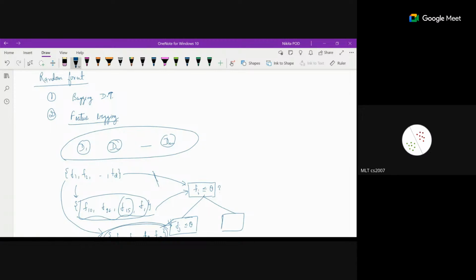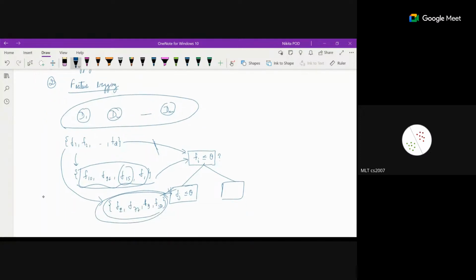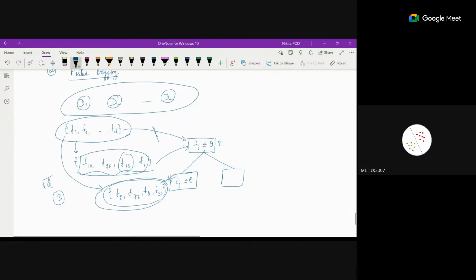The rule of thumb is that the number of features that you should use in feature bagging is the square root of D. So let's say you have 9 features. In feature bagging, you pick a subset of the features, say a subset of 3, and we will decide from those. So this is the idea. Is it okay? Is it clear?